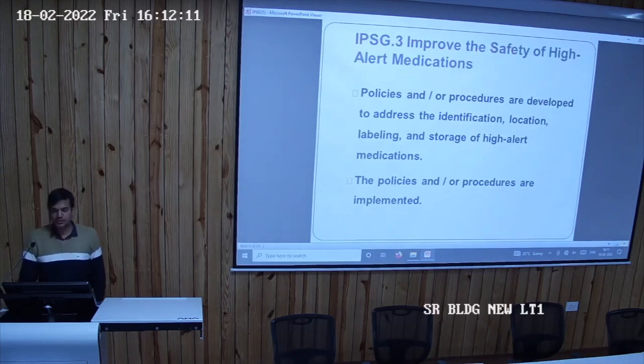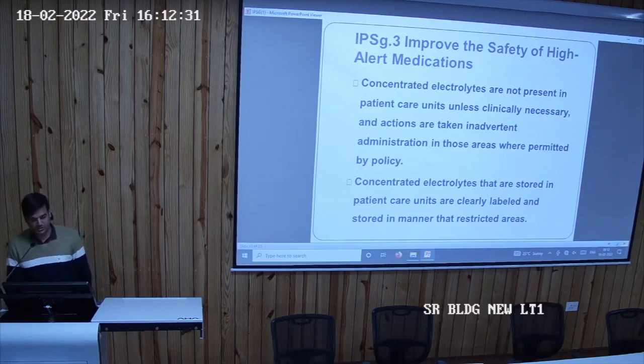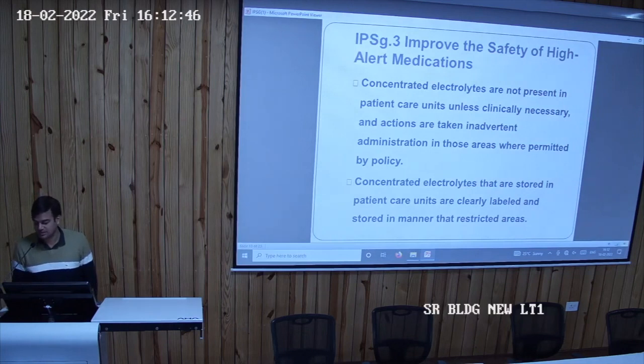To improve the safety of high alert medications, policies and procedures are developed to address the identification, location, labeling, and storage of high alert medications. The policies and procedures are implemented throughout the hospital. Concentrated electrolytes are not present in patient care units unless clinically necessary, and actions are taken to prevent inadvertent administration in those areas where permitted by policy. Concentrated electrolytes that are stored in patient care units are clearly labeled and stored in a manner that restricts access.